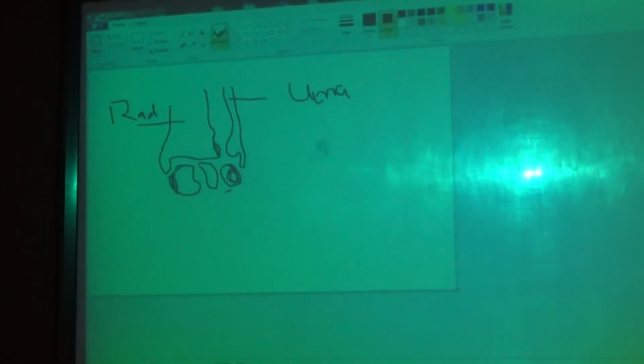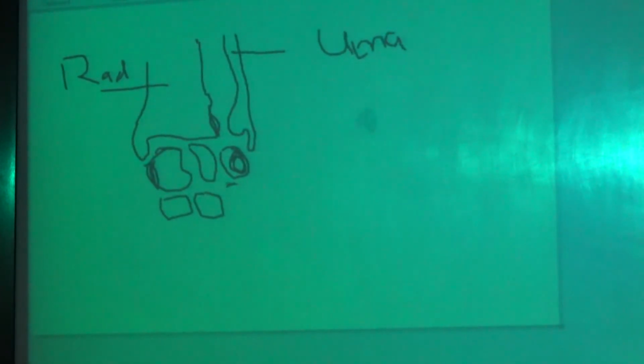And these are trapezium, trapezoid, capitate. What is this? Hamate. And what is this one? Metacarpal.